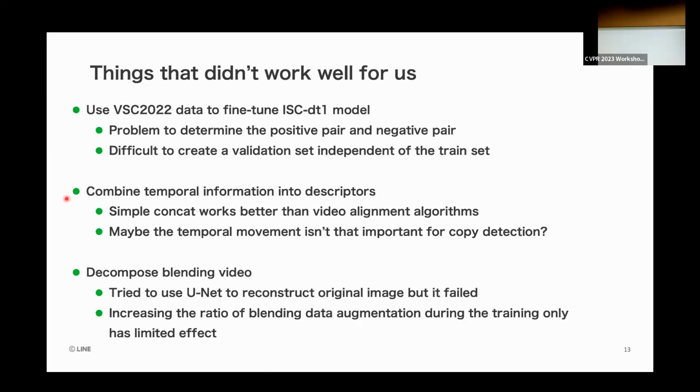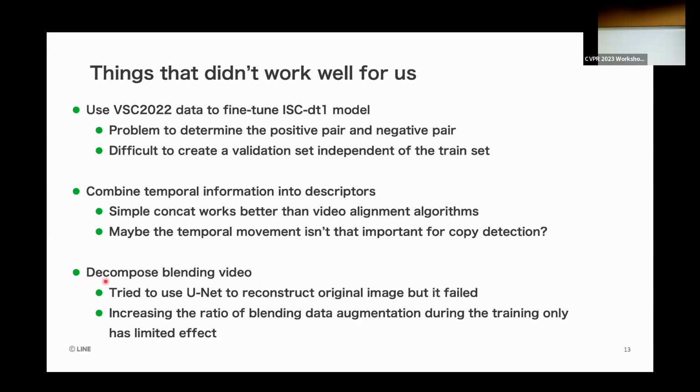The second one is to combine temporal information into descriptors. We find simple concat works better than some video alignment algorithms. We thought maybe the temporal movement isn't that important for video copy detection. So maybe copies are better detected by frame-to-frame comparison.